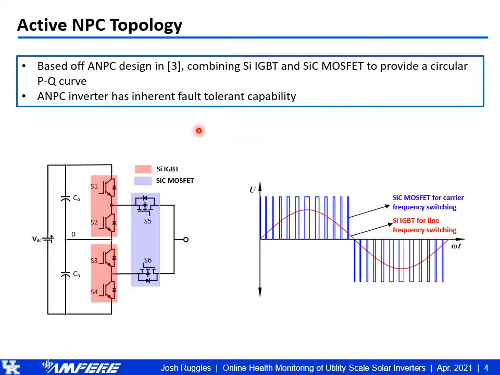The active NPC topology was selected over the typical NPC topology for its improved efficiency and its inherent fault-tolerant capabilities. The active NPC used in our modeling combines silicon IGBTs with silicon carbide MOSFETs for improved efficiency and improved reactive power control. The silicon carbide MOSFETs will switch at the carrier frequency, while the silicon IGBTs will switch at the line frequency.